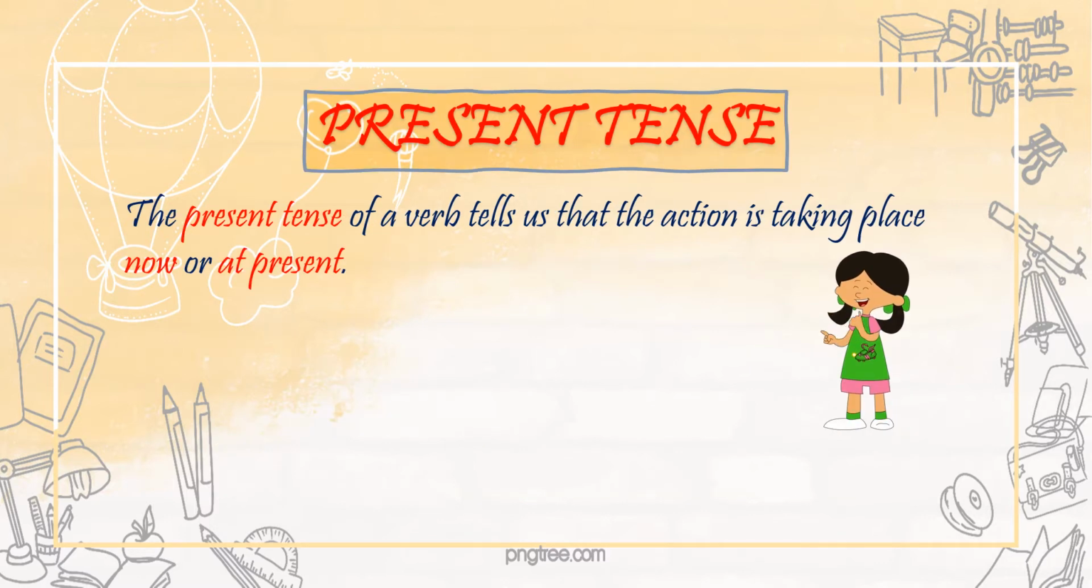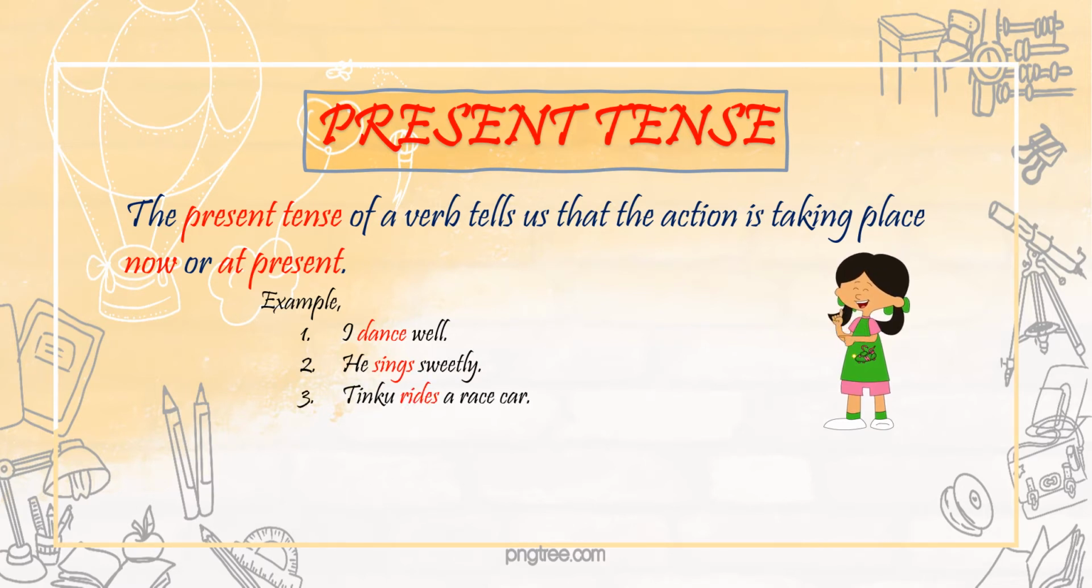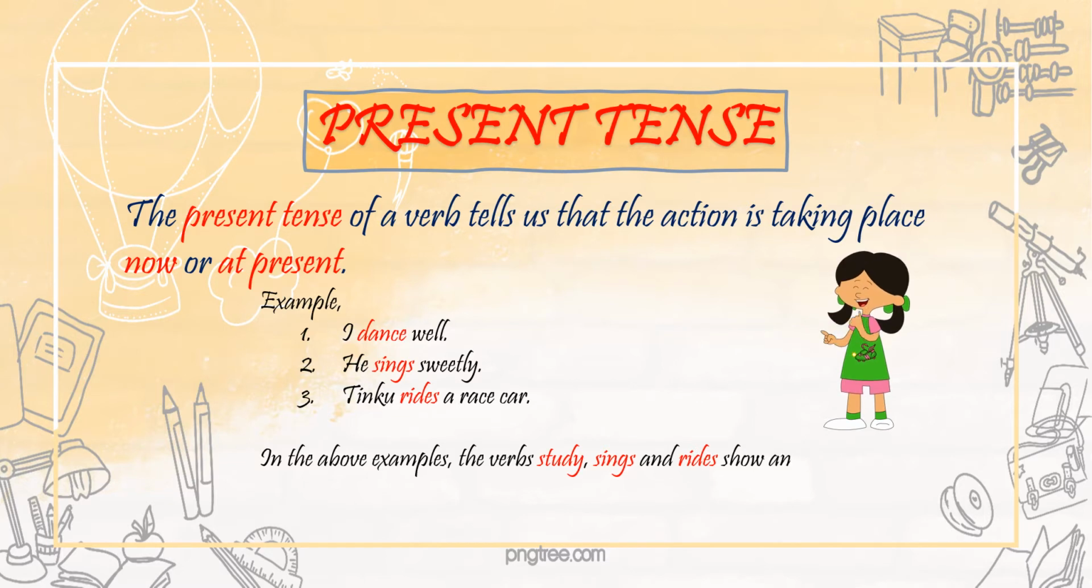Let us understand about some rules how to change verbs in present tense. Let us begin. The present tense of a verb tells us that the action is taking place now or at present. For example, I dance well. He sings sweetly. Tinku rides a race car. In the above examples, the verbs dance, sings and rides show an action which is taking place now. Therefore, they are in the present tense.